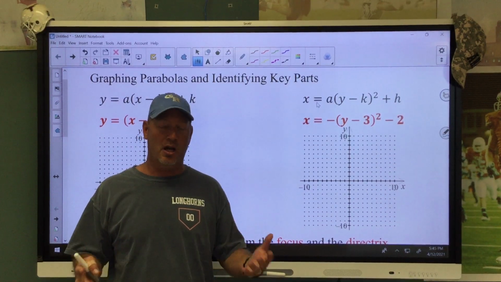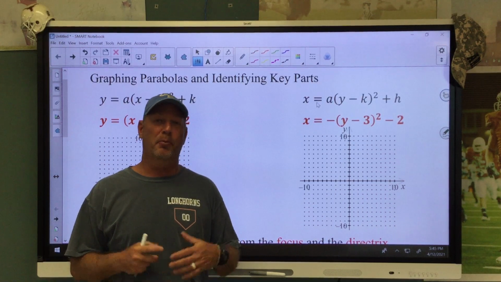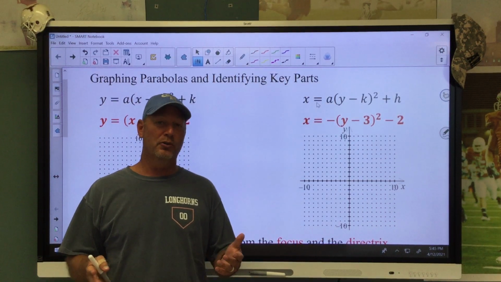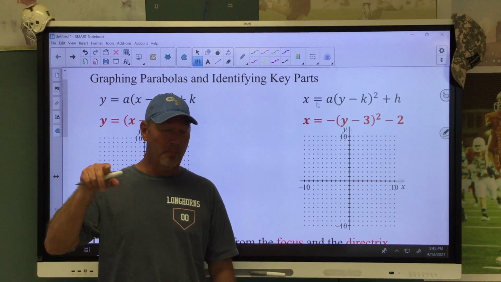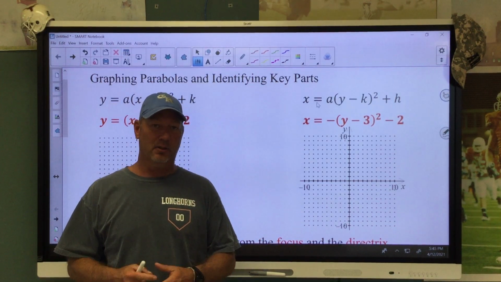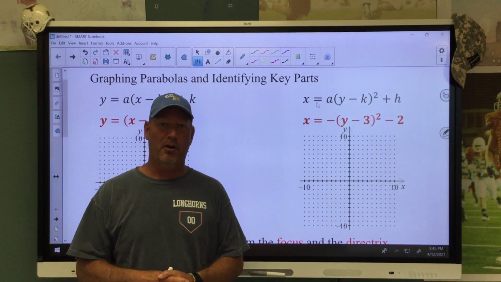Now we're getting into the conic sections, so we're going to identify some key parts of a parabola. We're going to change a little bit. We are used to a parabola opening up and down. Today we're going to show it where it opens up right and left. Okay? We're going to do a little graphing, but we're going to find those key parts.